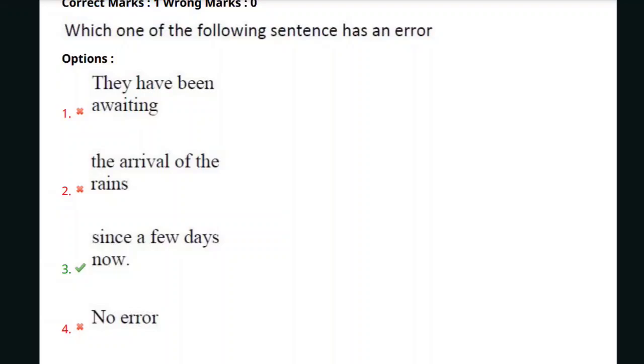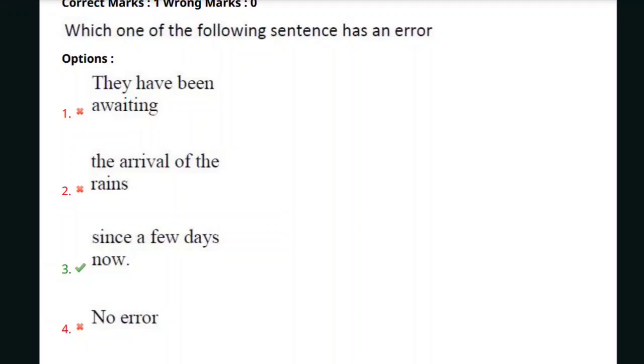Because here they have given a period of time, a few days now, that's why it is incorrect. Here, since is used for a point of time, and for is used to denote a period of time. Here they used since a few days now, so the sentence with the error is since a few days now, and the correct statement can be they have been awaiting the arrival of the rains for a few days now. So the correct answer here is the third option, since a few days now.